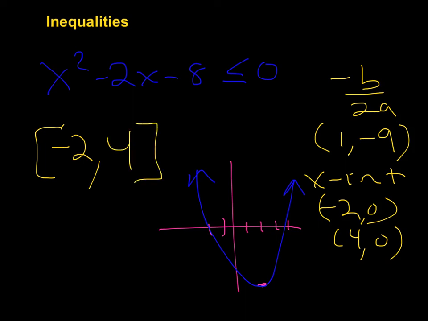Now, why do you think I used square brackets instead of round brackets? I used square brackets because it had an equal sign. If it's less than or equal to, then that means it actually includes these two points. If I wanted to only know where the function was less than 0, if I just had an inequality with less than or greater than, then there would be round brackets. So these would be round brackets.